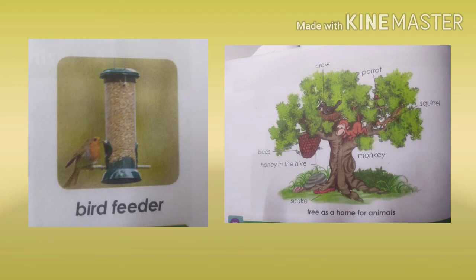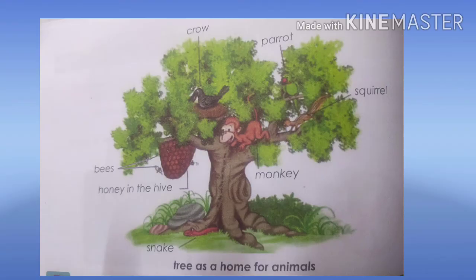Trees help us in many ways. They give us shade. They are the home for many birds and animals. They have colorful leaves and flowers. So they make our surroundings beautiful. Some of them also give us fruits. So we should take care of all the plants around us.